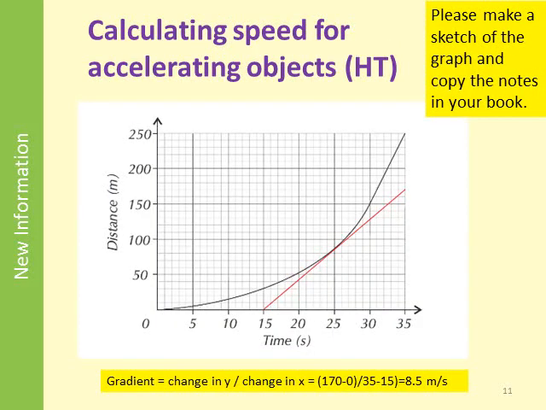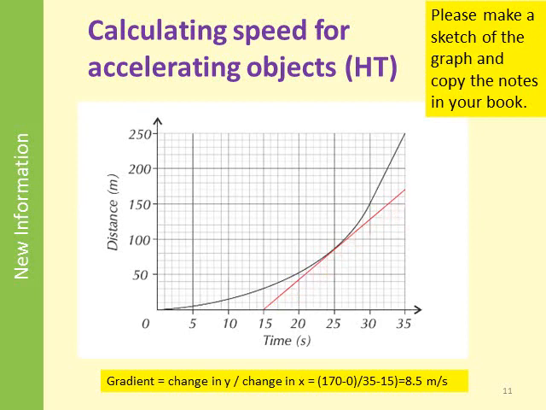This next slide shows you how to calculate the speed of an accelerating object at a certain time, and it is higher tier only, so you'll need to look at this one. So if you could make a sketch of this graph and copy the notes into your book. So for example, you want to find the speed of an object at 25 seconds. So what you need to draw is your tangent line, shown here in red. And they are quite difficult to draw. It just needs to be touching the curve just here at 25. So also the trick is to make this line as long as you can.